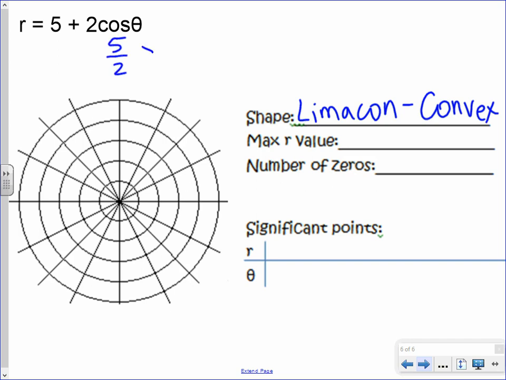Okay, 5 over 2 is bigger than or equal to 2. It's not equal, but if it was, it'd still be convex. A divided by b is bigger than 2, so we have a convex limaçon. Hannah Marshburn, where is the majority of our limaçon going to be? On the right side, we have cosine in addition, so we have a majority of it on the right. And Molly, what's our max R value? 7.